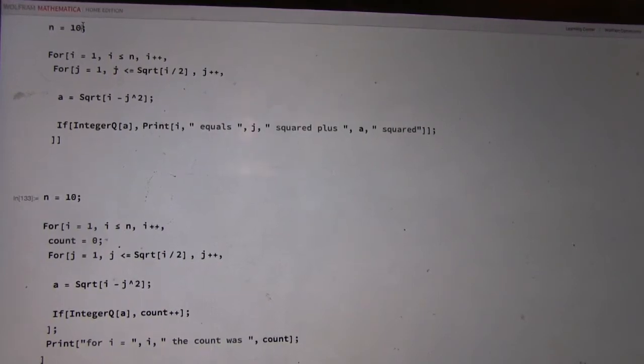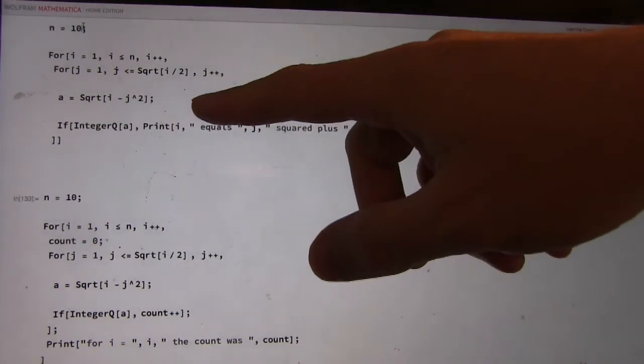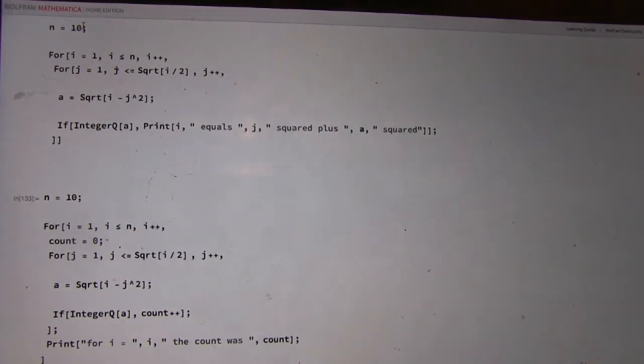Okay, so here's our little program. We actually have two versions of it. Can you explain what this program does here? So you go from i is 1, you check up to 10, or whatever n is, and you go up by 1 every time.